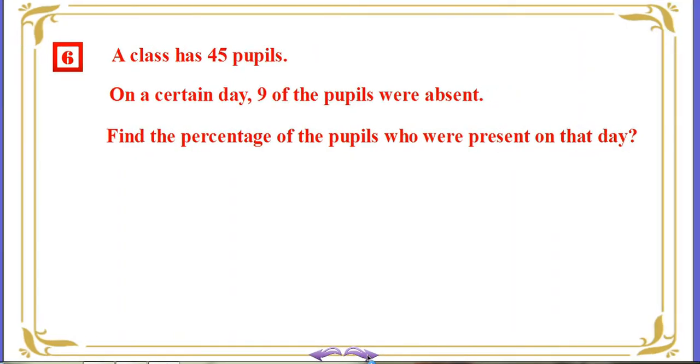A class has 45 people. On a certain day, 9 of the people were absent. Find the percentage of the people who were present on that day. To solve this exercise, you have 2 ways to do. The first way, you find out the percentage of the people who were absent on the day. You take 9 over 45 and multiply with 100, and then you have the percentage of the people who were absent.